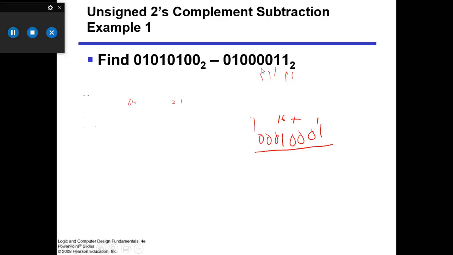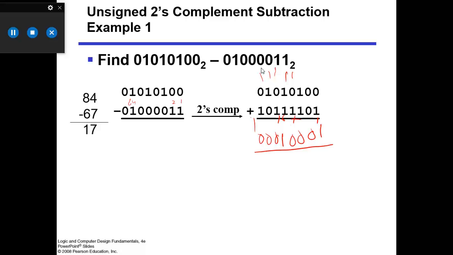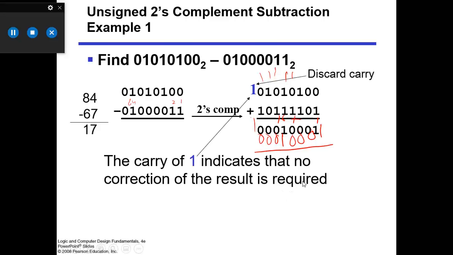These are two numbers that we need to subtract, and the equivalent numbers are 84 and 67. The first number is 0 1 0 1 0 1 0 0, and the next number is this one. We take the 2's complement of the second number. This is the 2's complement of this number. We add them, and the end carry is generated. So a carry is generated. That's a good sign. We discard the carry, and the result is fine.